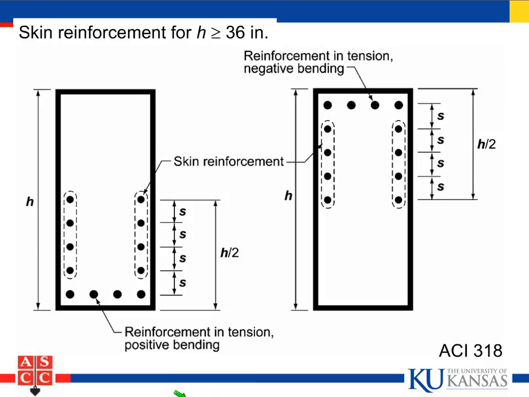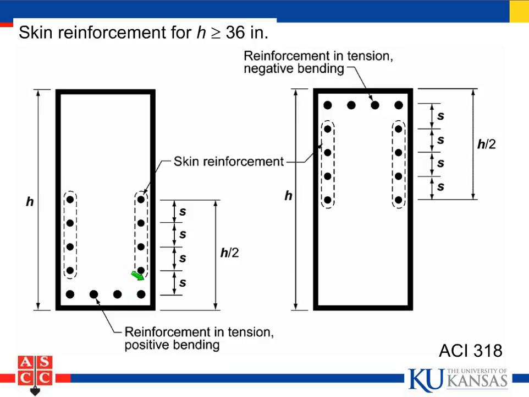Okay, also, if you have deep members, it's important not only to have close spacing on the reinforcing steel on the tension side, so this would be tension on the bottom, this would be tension on the top of the beam. But one of the things that happens is you're still going to have cracking. Closely spaced reinforcement makes sure that you have lots of very narrow cracks that are very difficult to see. Those are the hairline cracks.